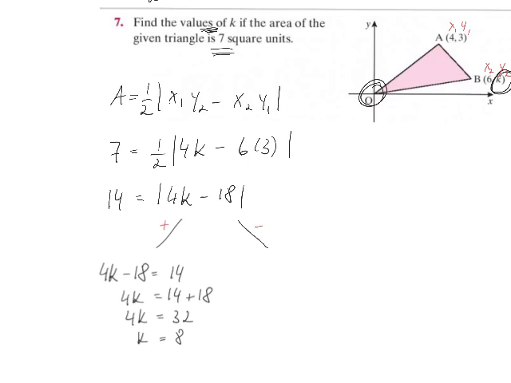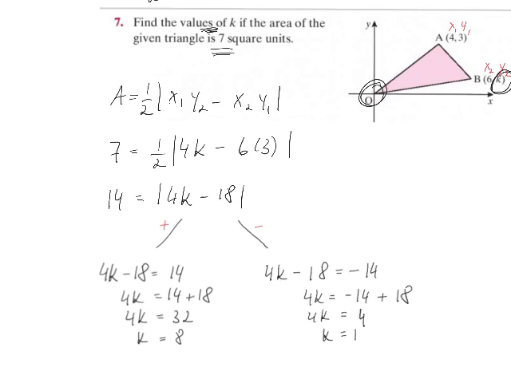And now the whole thing could be negative. So we would write that as 4k minus 18, the whole thing could be negative, and so we write it as minus 14. Then we calculate that as well. Okay, so we go 4k is minus 14 plus 18. 4k is 4. And that gives us a k of 1.